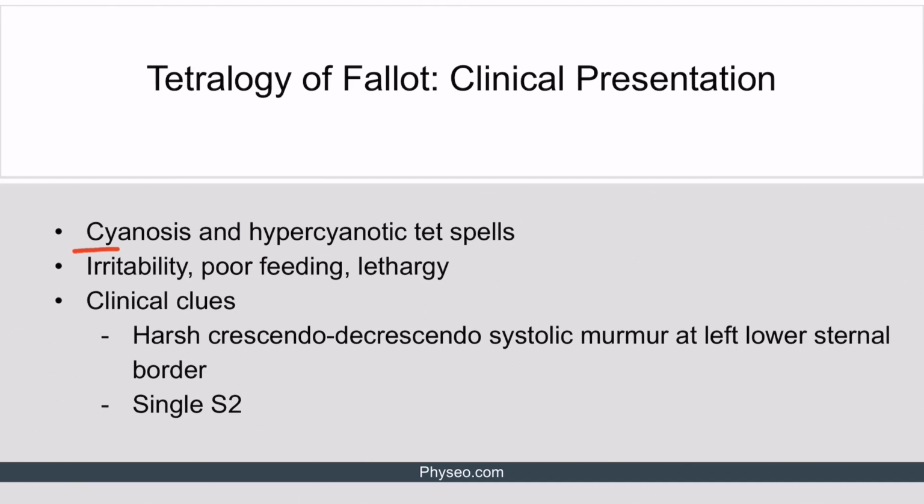Babies can present with cyanosis and hypercyanotic TET spells. Cyanosis indicates the low levels of oxygen in the blood and is detected by the bluish discoloration of the skin and mucous membranes in the neonate. TET spells are sudden and profound hypoxia, occurring during activities that cause decreased systemic vascular resistance or increased pulmonary vascular resistance, such as crying, defecation, or feeding. The low systemic resistance or high pulmonary resistance increase the right to left shunt and thus the cyanosis.